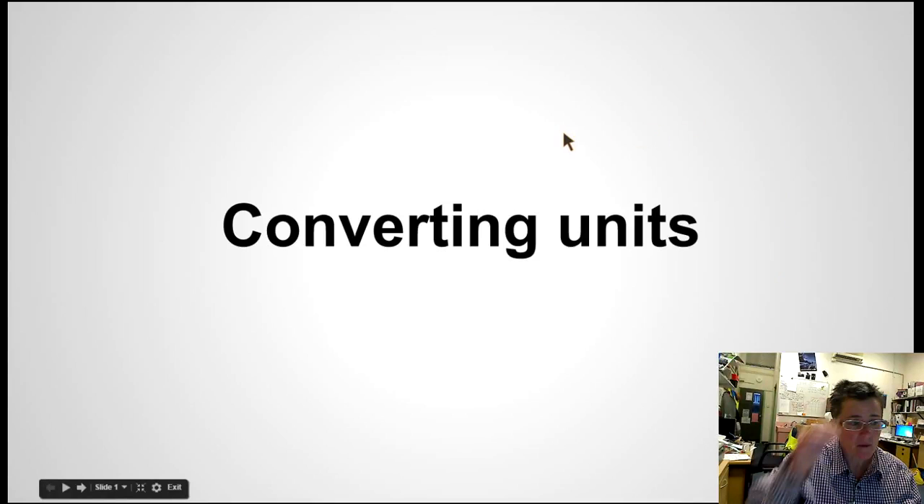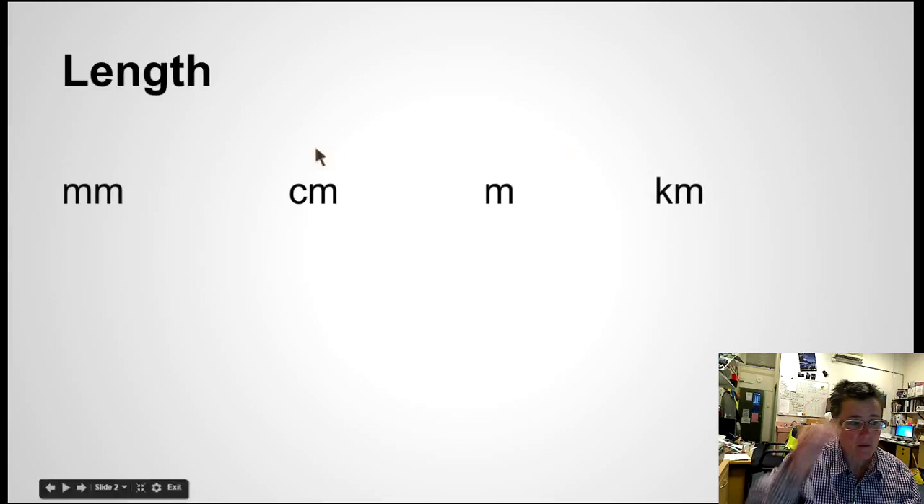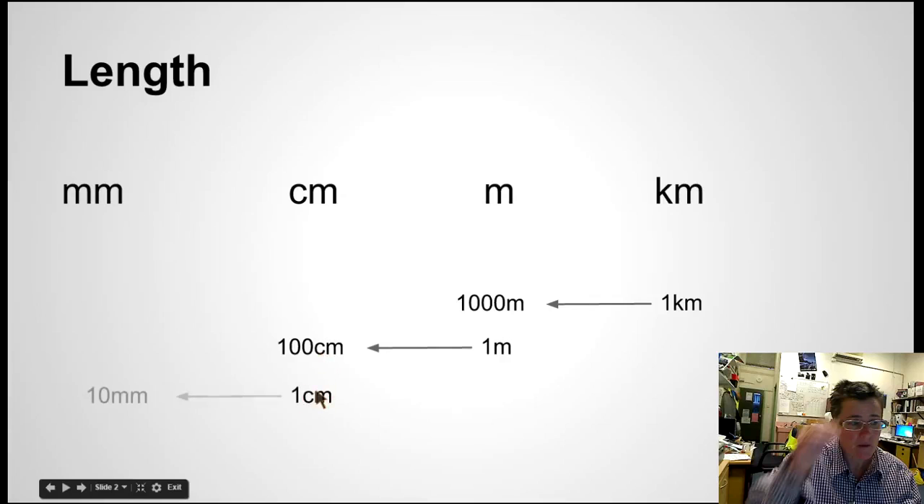Okay, this is a quick little video to show you how to convert units for length and area. So firstly, for length, we know the units for length are millimeters, centimeters, meters, and kilometers. If we want to go from 1 kilometer to 1 meter, we know that 1 kilometer is equal to 1,000 meters. 1 meter is equivalent to 100 centimeters, and 1 centimeter is equivalent to 10 millimeters. Using this information, we can work out how to transition from kilometers to meters.